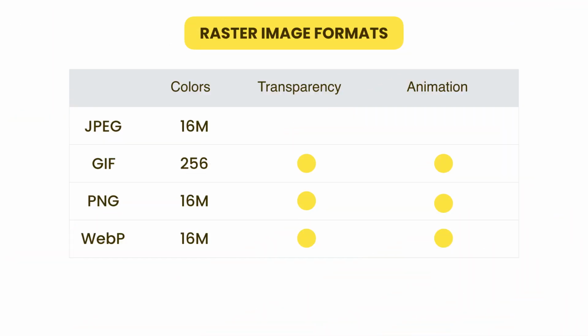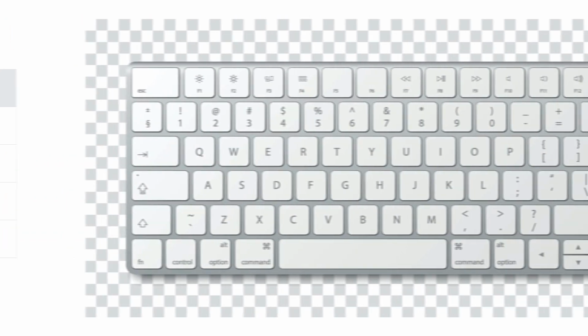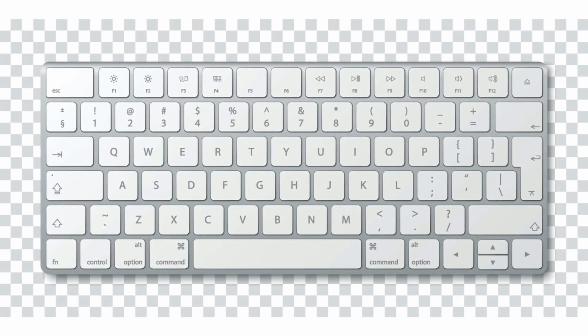So back to this table. Now look at the number of colors of these formats. All these formats except GIF support 16 million colors. So we can have a lot of details in these images. The other difference is in transparency. What is transparency? Well, look at the image of this keyboard. This image is on a transparent background. So these tiles that you see here, they represent transparency. And that means we can take this keyboard and put it on any background. We can put it on a white background, on a black background, on a background with patterns and so on. This is the benefit of transparency.